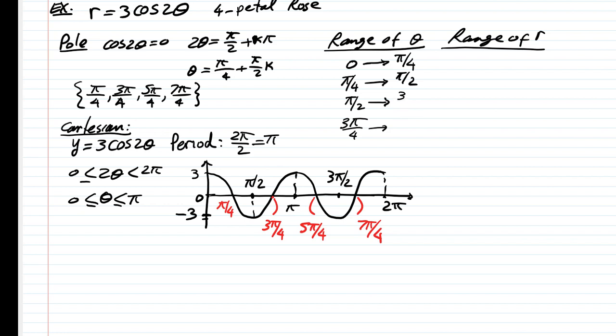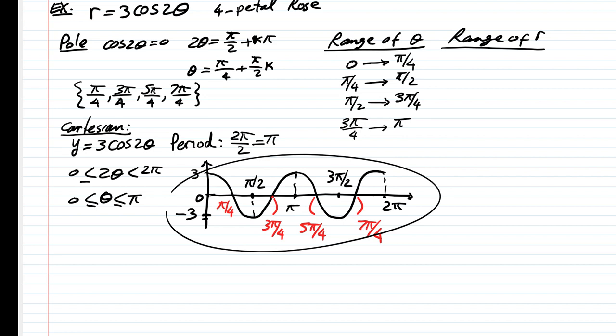Sorry. Pi over 2, I go to, let's see, 3 pi... no, I'm not sorry. It is 3 pi over 4. And then I go from 3 pi over 4 to pi, okay, and so on. But so far, let's see what happens. And I try to bring this graph in with what I'm doing.